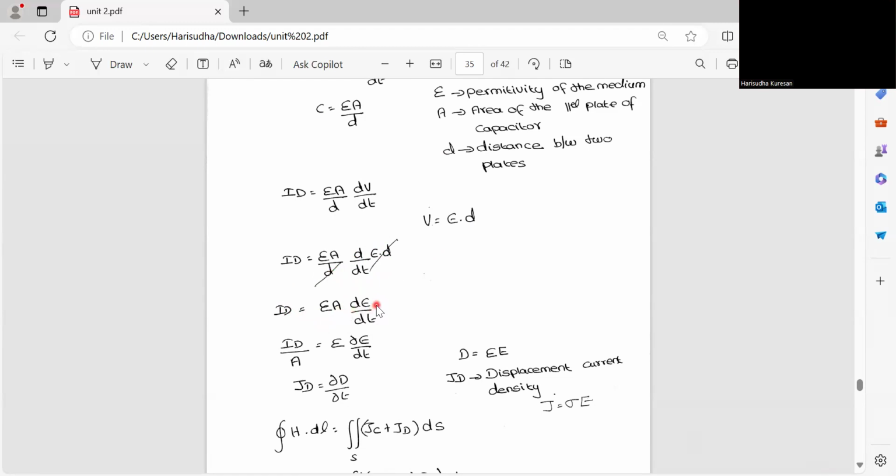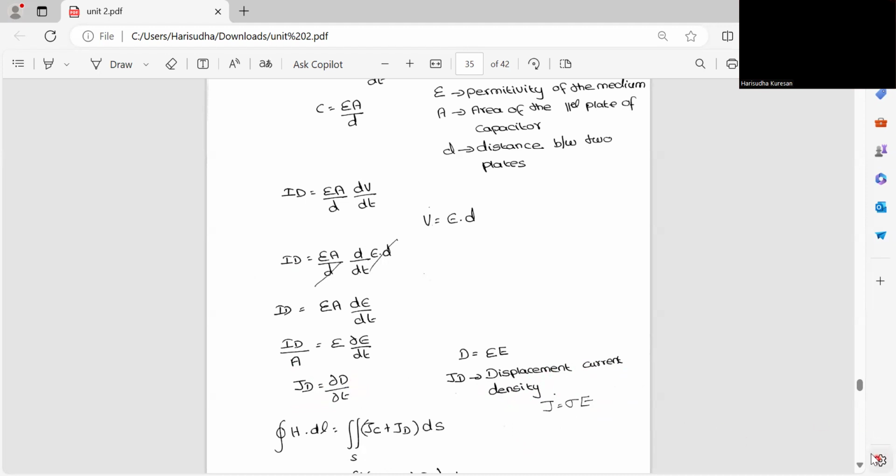This is epsilon, this is E, so dE by dt. Bringing this A to the left hand side, I can write displacement current divided by area A, which is equal to epsilon into dE by dt. We know that the electric flux density D is equal to epsilon into E. So this is nothing but the displacement current density. Therefore, I can write J, the displacement current density, which will be equal to dou D by dou t.